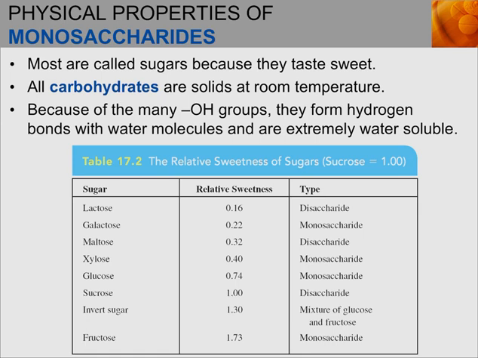So down below, we have a table showing the relative sweetness of different sugars. Lactose, for instance, has a relative sweetness of only 0.16. If we compare that to sucrose, which is table sugar, sucrose has a sweetness of 1. But you could have even more than that. Fructose, for instance, has a sweetness of 1.73. So that's kind of like that fructose corn syrup that you might hear about. And then you can see that these other sugars kind of fall in between that range.